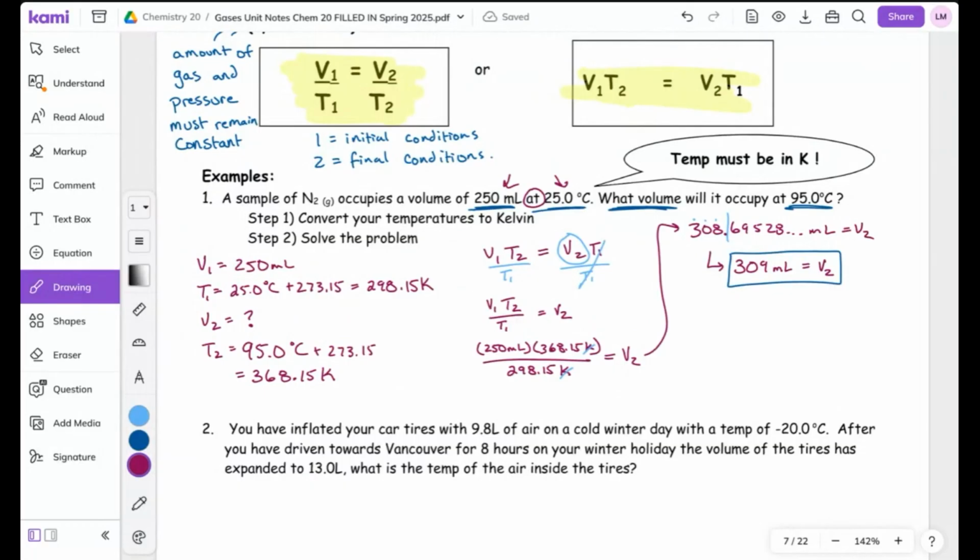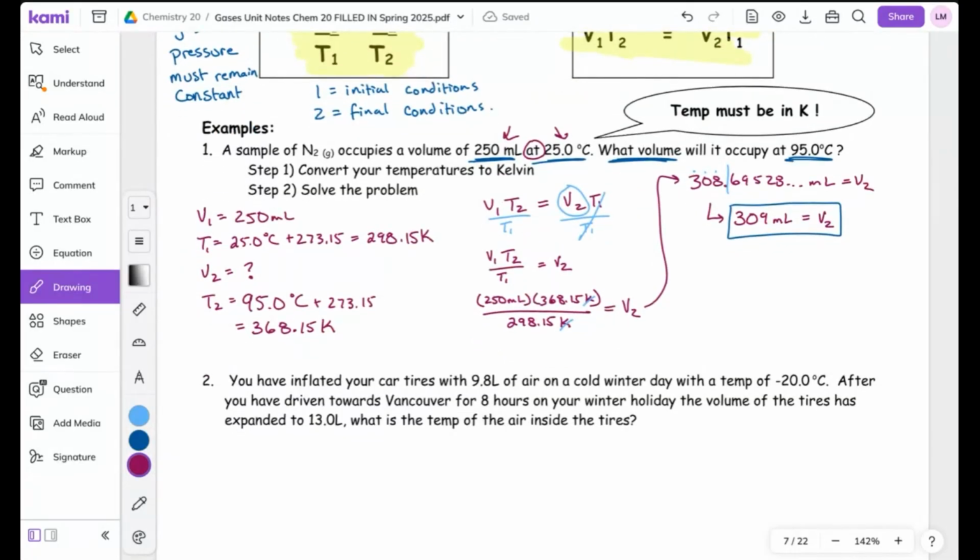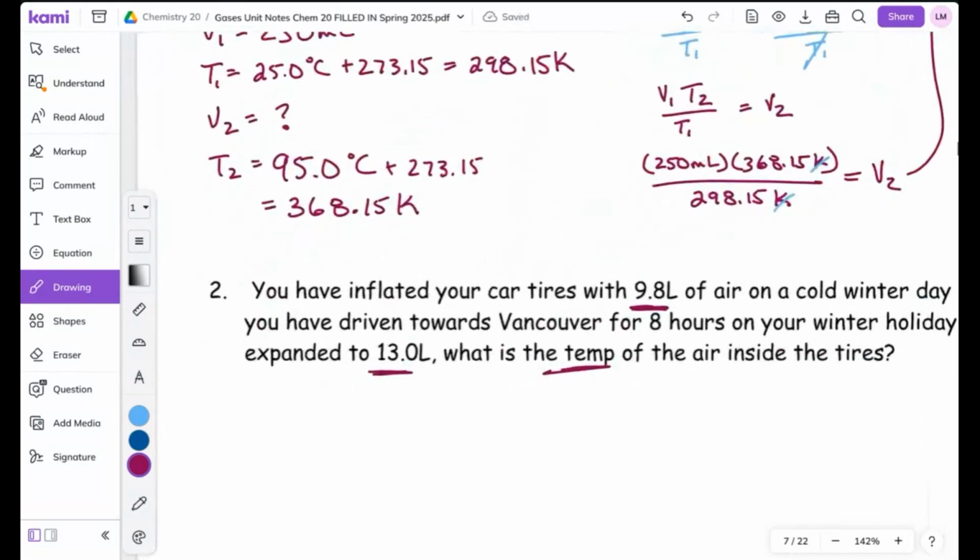Moving on to the next example here, you have inflated your car tires with 9.8 liters of air on a cold winter day with a temperature of negative 20 degrees Celsius. After you have driven towards Vancouver for 8 hours on your winter holiday, the volume of the tires has expanded to 13 liters. What is the temperature of the air inside of the tires?